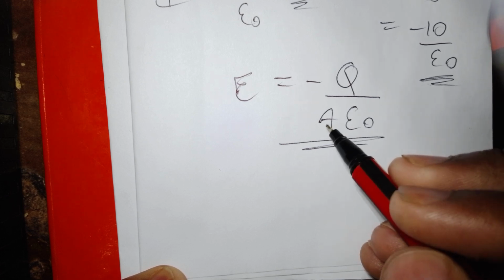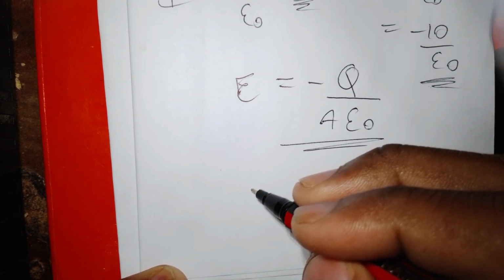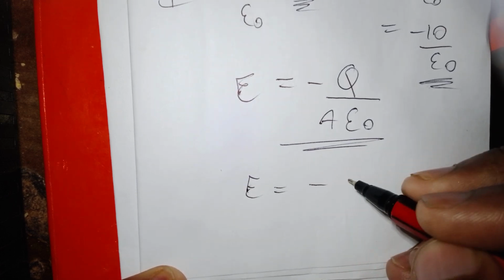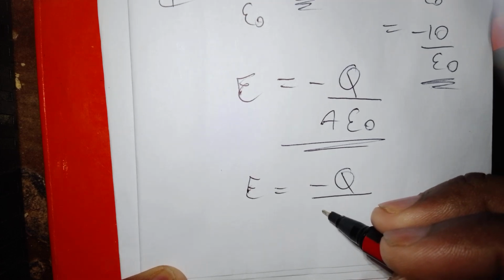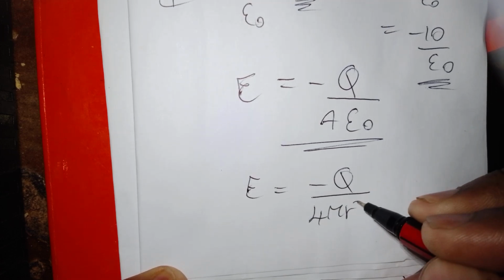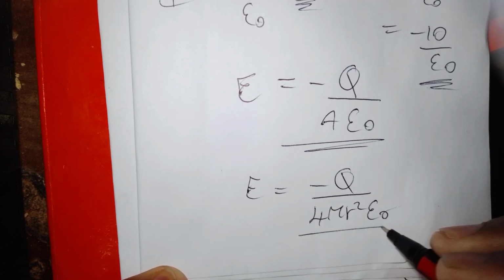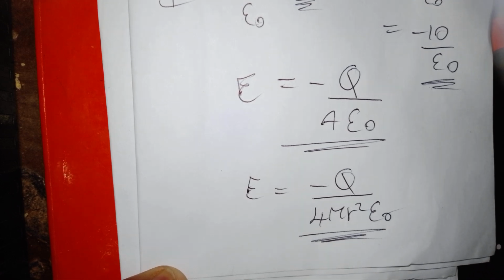And like I said, at least we know what this is. It's a sphere. So we're going to use the area of a sphere. So this would be negative q divided by 4 pi r squared epsilon naught. This is your answer. And then for D, they're telling us, hold on.